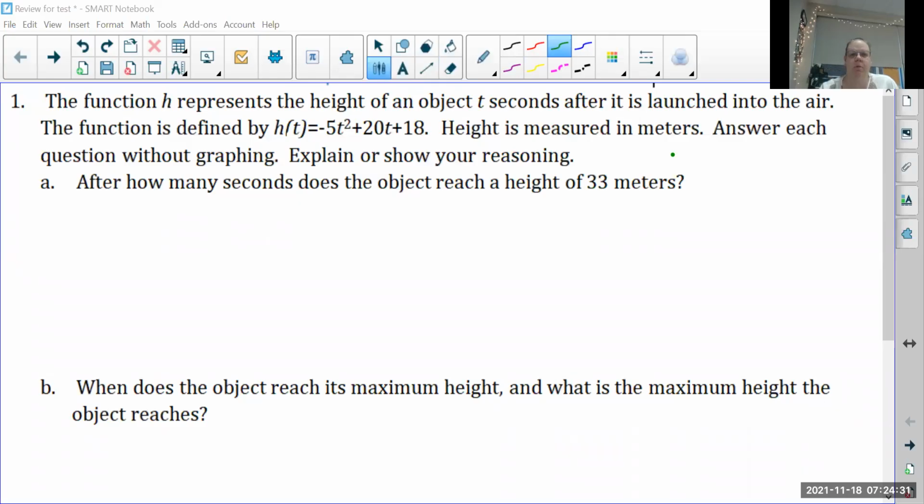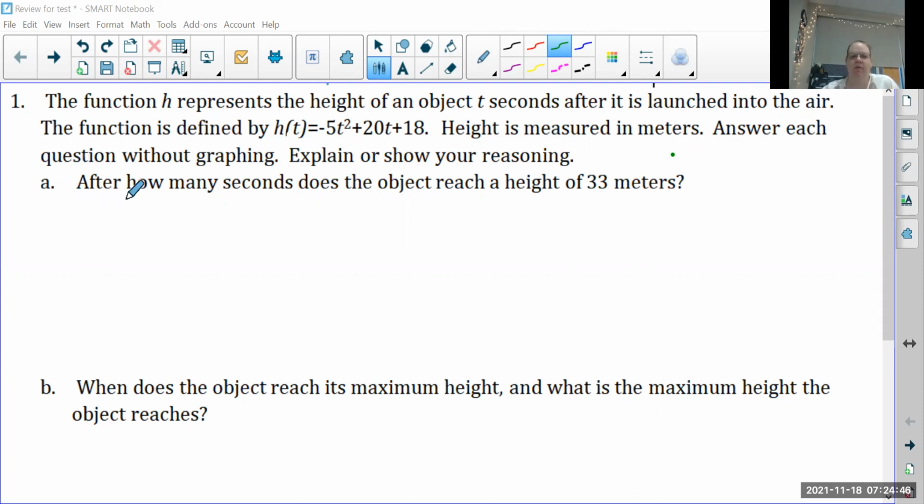Okay, so let's do question 1 together for the test. The function h represents the height of an object t seconds after it's launched into the air. The function is defined by the h of t function listed there. Height is measured in meters. Answer each question without graphing. Explain or share your reason.